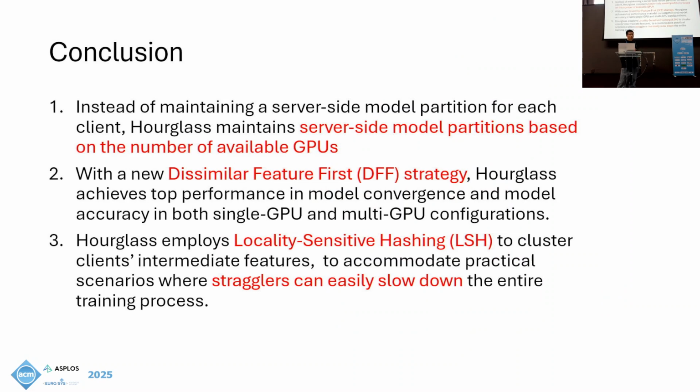So let's conclude Hourglass. There are three contributions of Hourglass. Instead of maintaining a server-side model partition for each client, Hourglass only maintains server-side model partitions based on the number of available GPUs, and we present a new dissimilar-feature-first strategy. Hourglass achieves top performance in model convergence and model accuracy. Finally, the last one is that Hourglass uses LSH to cluster the client intermediate features to accommodate practical scenarios where stragglers can easily slow down the entire training process.